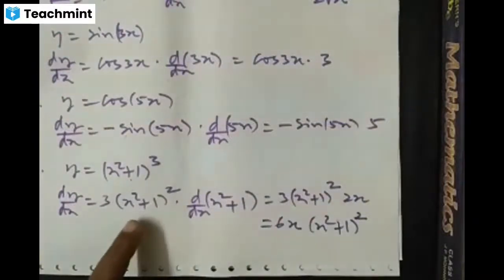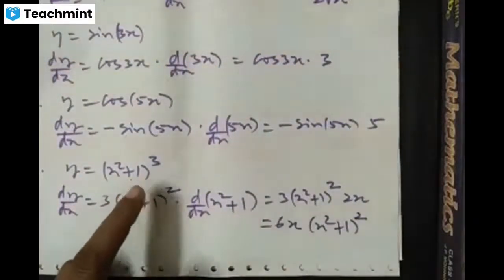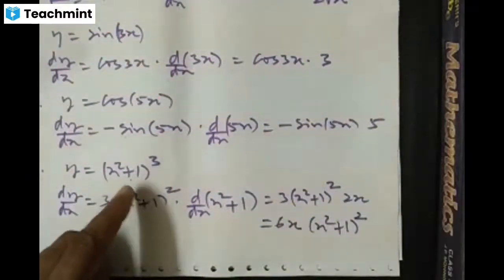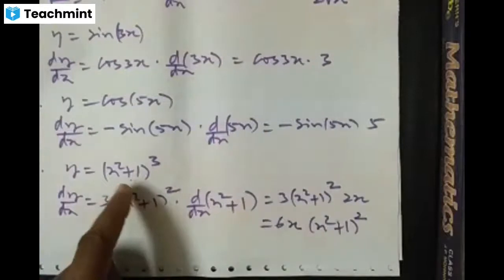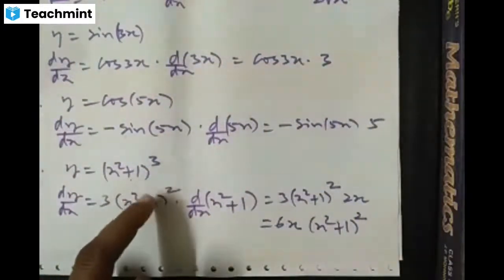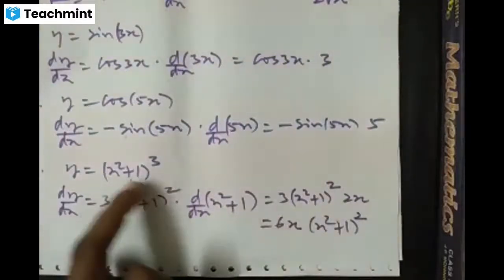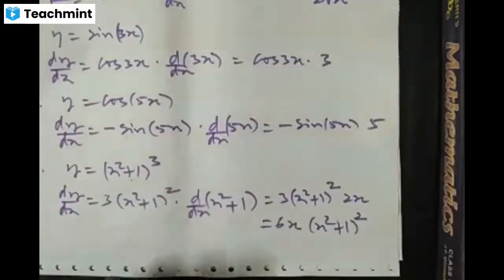Is there any other method to find the derivative of this function? Yes, of course. The other method is you can simplify the function using the formula (a plus b) whole cube. (a plus b) whole cube is a cube plus b cube plus 3a square b plus 3ab square. Expand this, simplify, and after that you can find dy by dx. Okay, but here I have used chain rule.